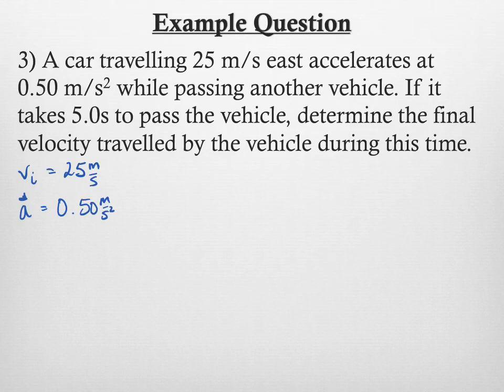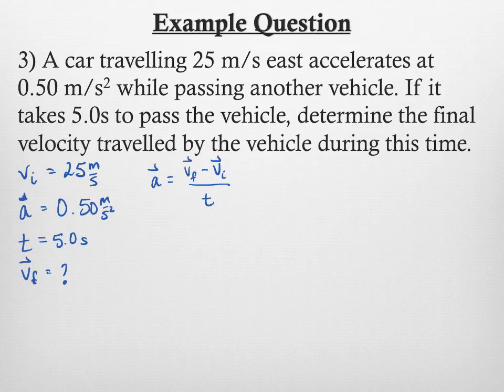Great. So if it takes 5 seconds to pass the vehicle, oh wait, it just gave us another thing, time, so write it down. Then determine the final velocity. So we're looking for this final velocity. That's what we want to know. Determine the final velocity traveled by the vehicle. This is going to be one of those tricky situations where we have to rearrange, and this is not going to be an easier one for you guys to rearrange. It's going to be one of the more difficult ones.